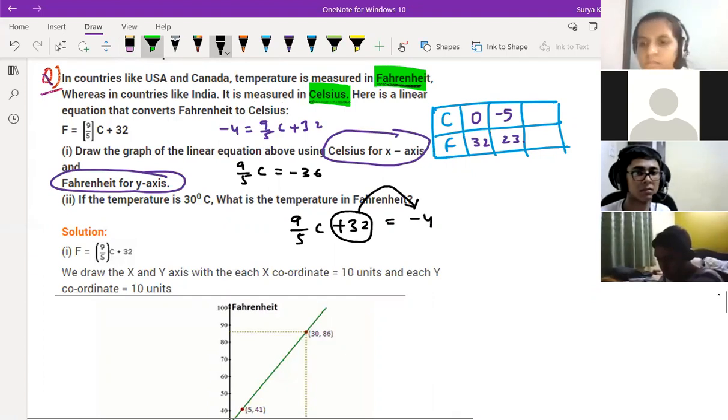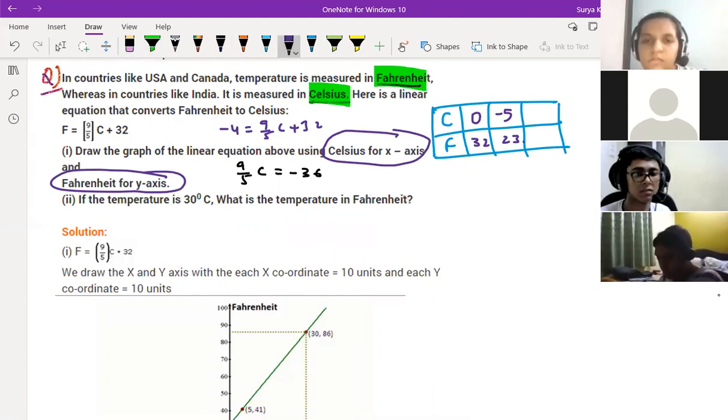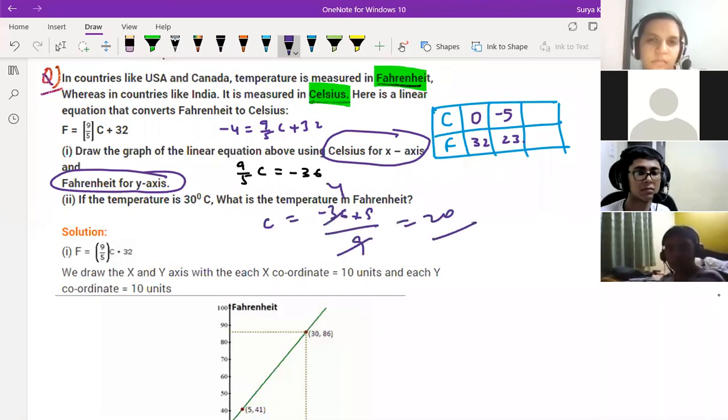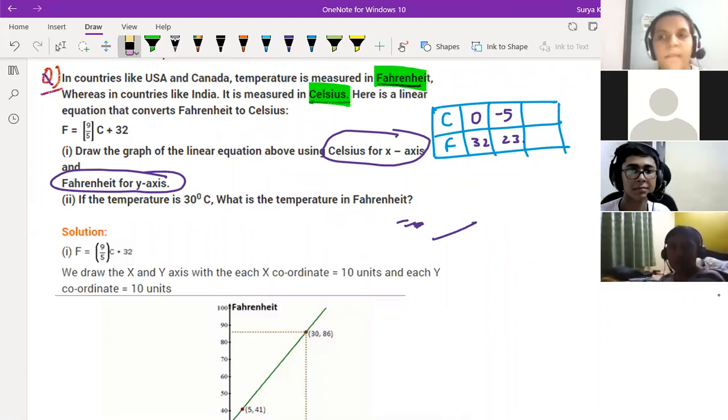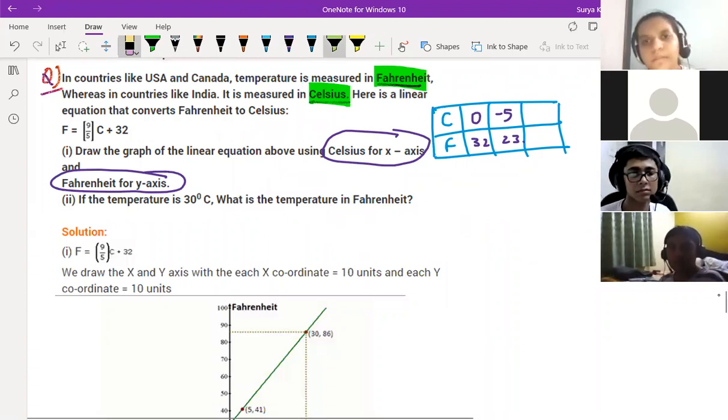So here C is equal to what you get? C is equal to minus 36 into 5 divided by 9. The 9 4s are 36. We get minus 20, correct? Minus 20. If F is equal to minus 4, then we are getting minus 20. You can use anything. So I'm writing here minus 4, minus 20.